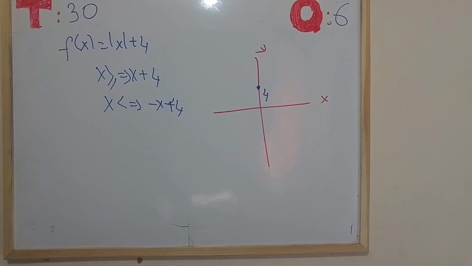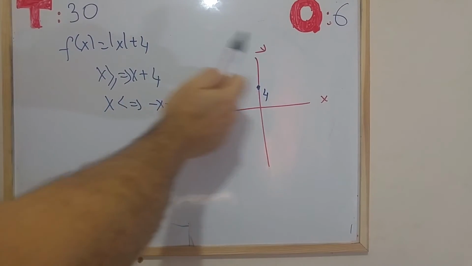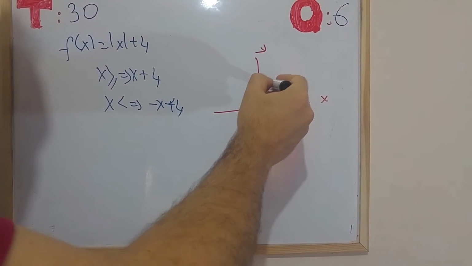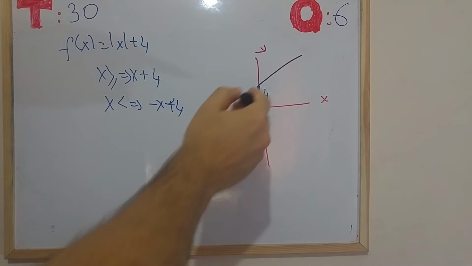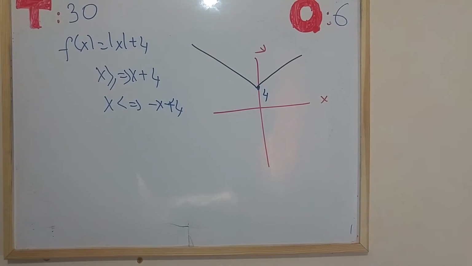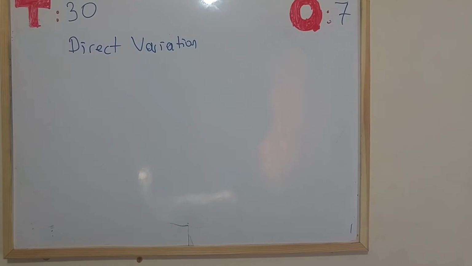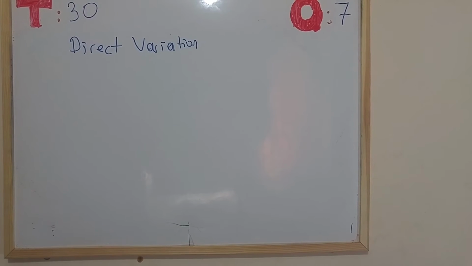So this point will be my breaking point. From this point onwards, I'm going to have this linear function. And before that, I'm going to have this linear function. That we must solve by looking at the choices.